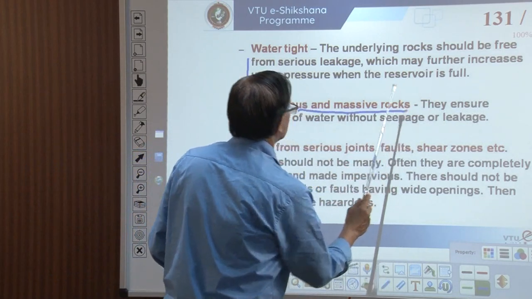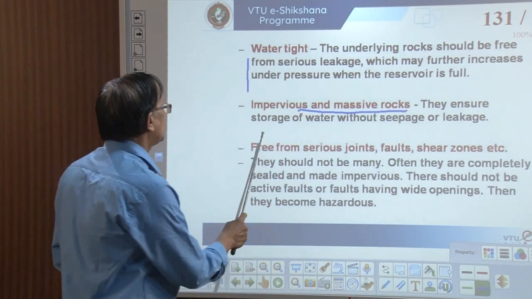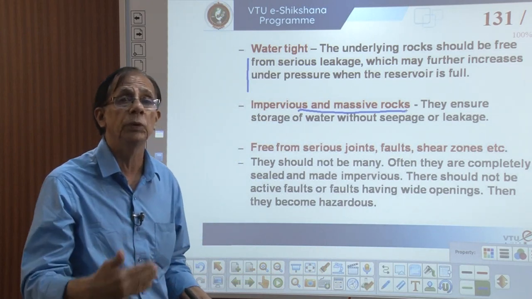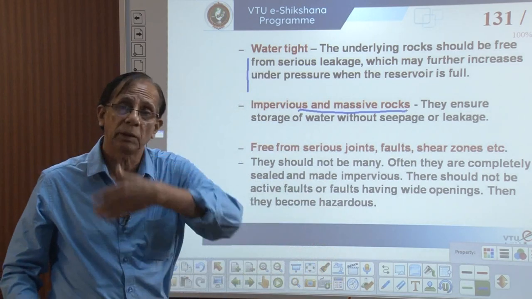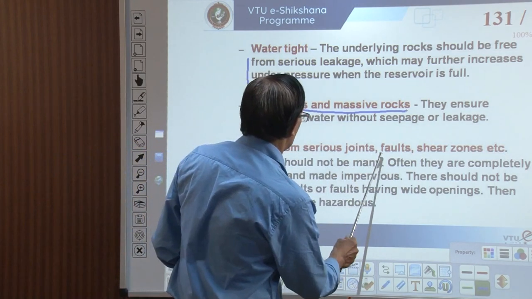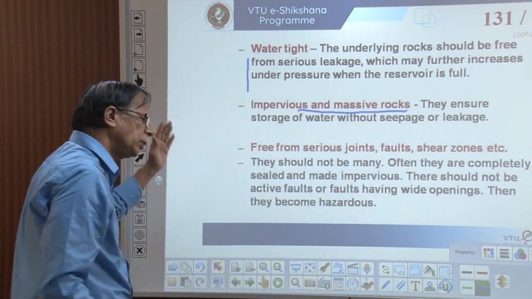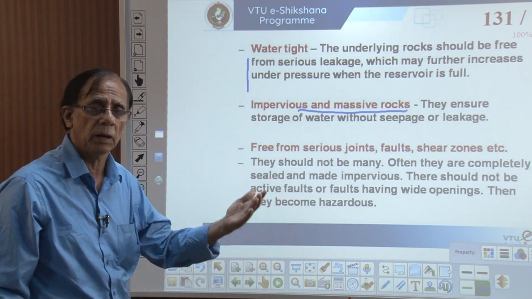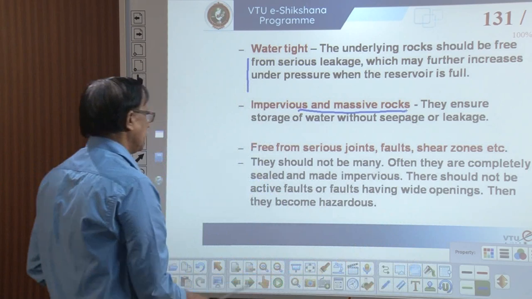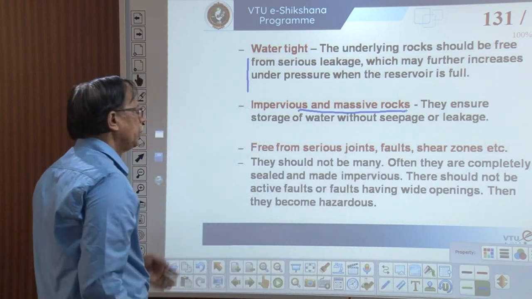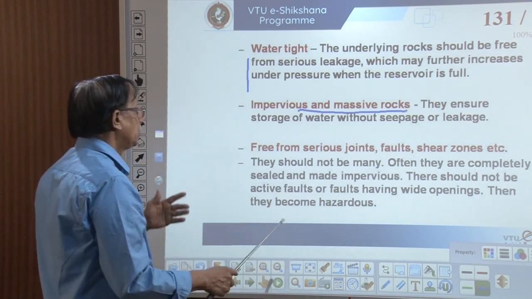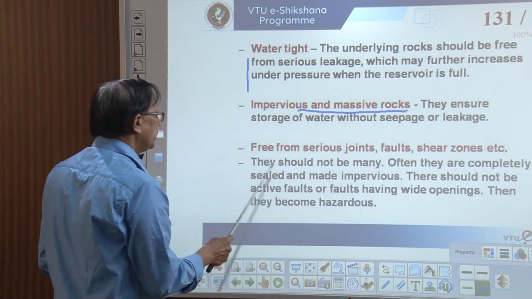Impervious and massive rocks are ideal. They ensure storage of water without any seepage or leakage. Whether we have that kind of situation in the entire basin is important. The rocks should be free from serious joints, faults, shear zones, both in the reservoir as well as in the dam site. In the dam site, how they affect, we know. In the reservoir site, they lead to loss of water. They should not be many. We cannot say there is no joint, no fault, no shear zone. These are all there, but they should not be too many because a reservoir is a large area.